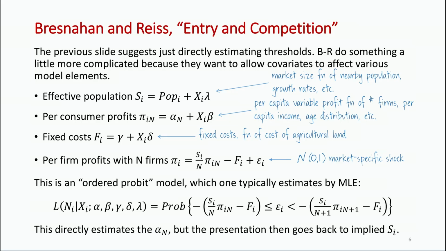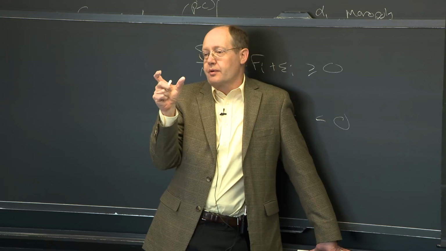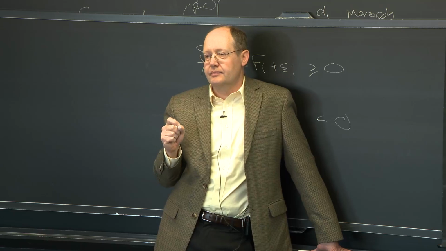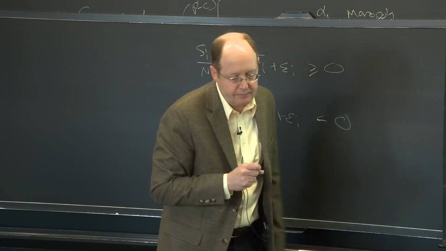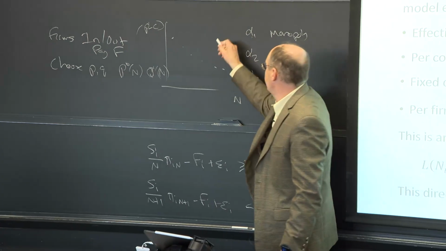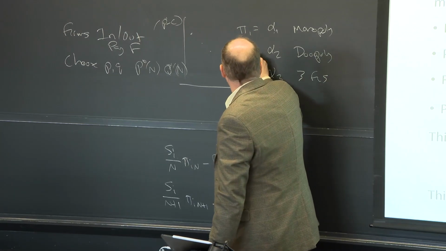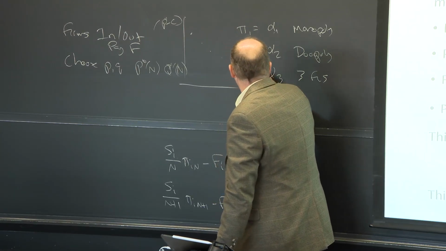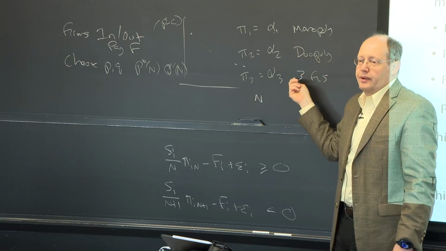We still teach ordered probit models in econometrics. This is what people refer to as an ordered probit model, where you have discrete data produced by the discretization of something that has a normal error in it. And obviously, the main things of interest coming out of this estimation are the alphas. What are the per customer profits under monopoly, duopoly, whatever?